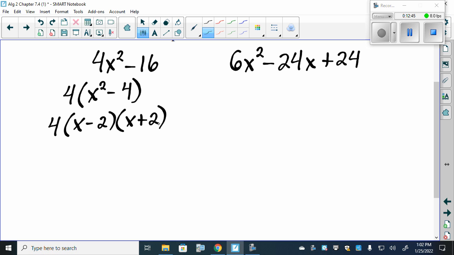Now the next one we'll look at is 6x squared minus 24x plus 24. There is a greatest common factor of 6 that we can pull out, or divide each term by 6. So if I take 6 out of 6x squared, we're left with x squared minus, if we factor 6 out of 24x, we're left with 4x plus 4. If 6 factored out of 24 would be 4.